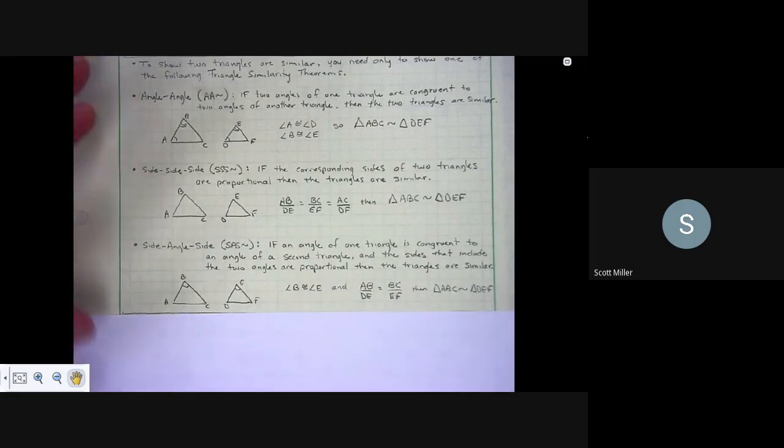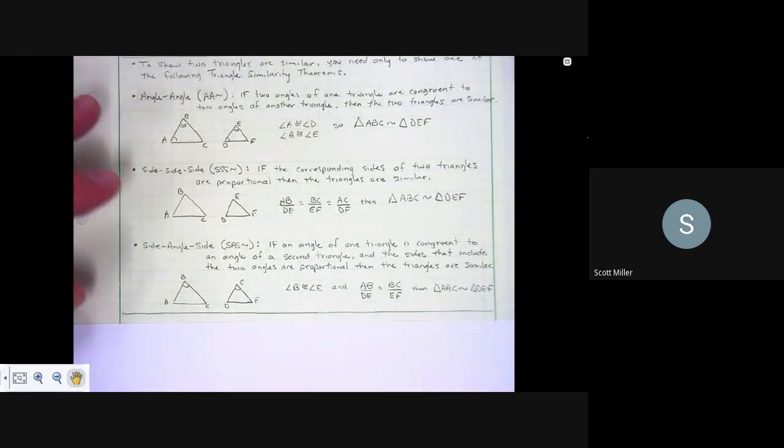These are the properties you're going to want to have available in your notes, on your note cards. And so let's go do some problems together. There's only a couple of examples. And so here we go.